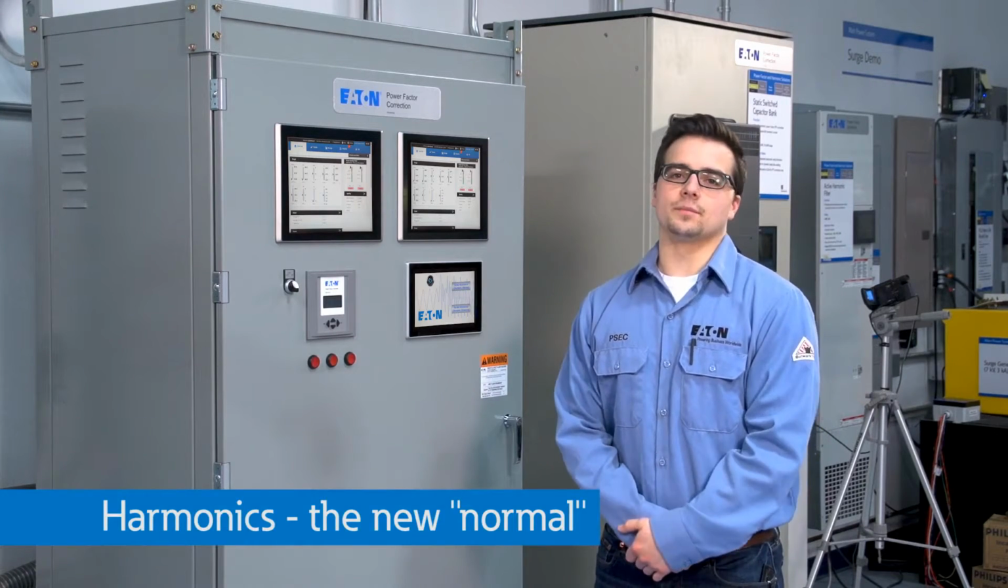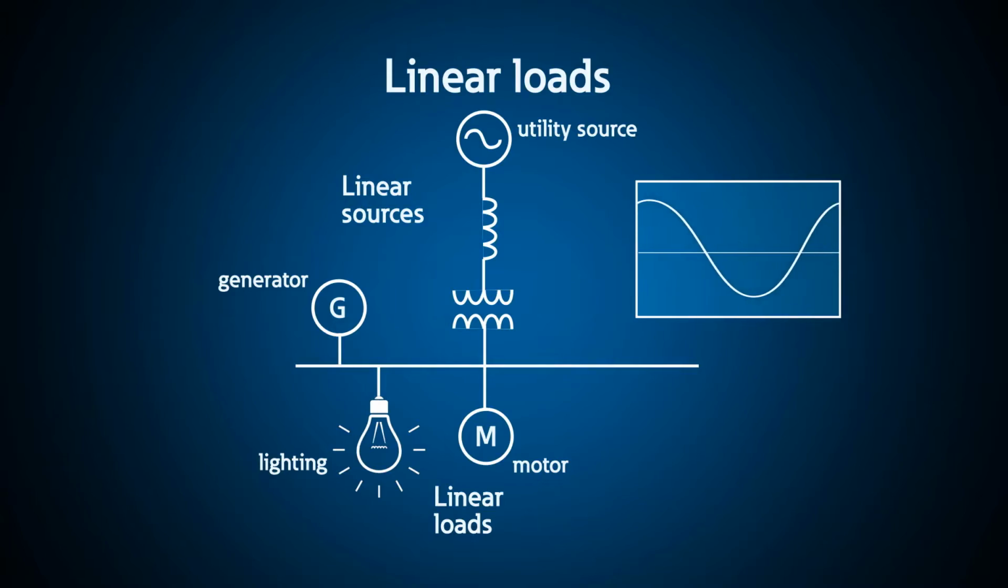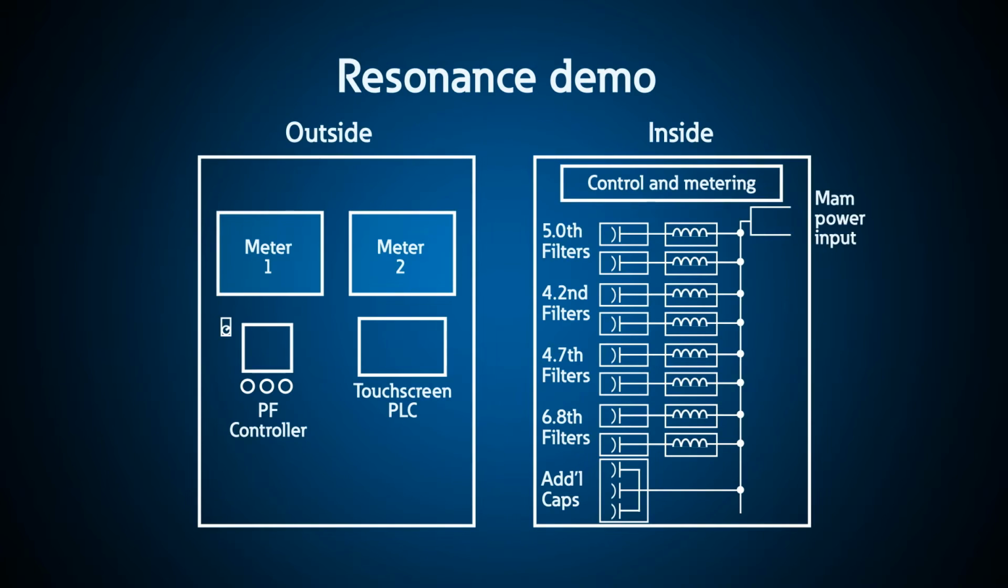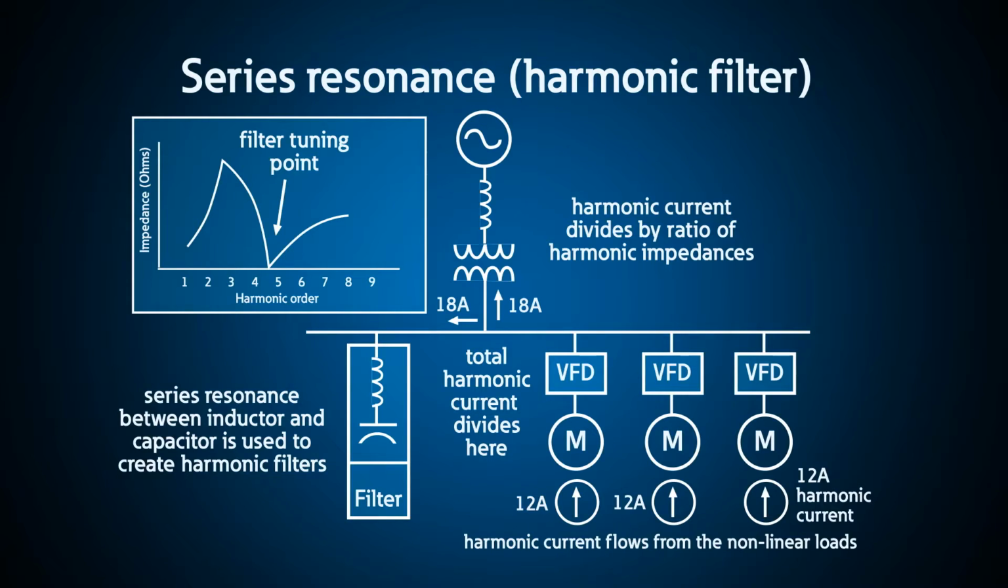Harmonics are the new normal on power systems. Before harmonic producing nonlinear loads were prevalent, you could apply a capacitor on any power system without worry. But today, you have to consider series and parallel resonance, or, like the Tacoma Narrows Bridge example, bad things could happen.